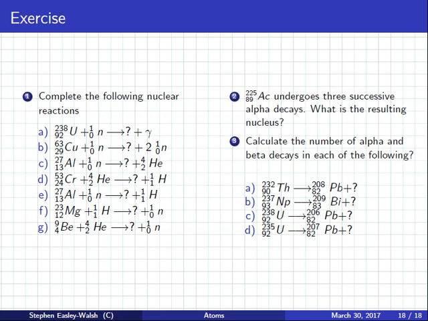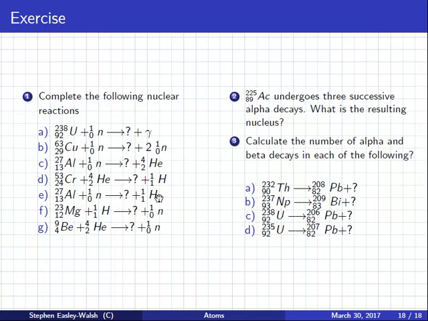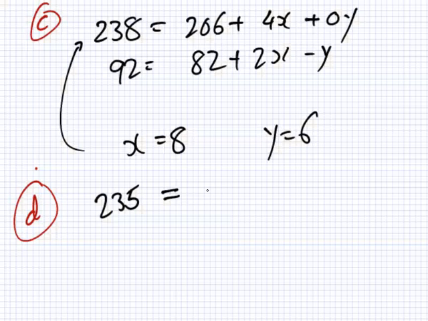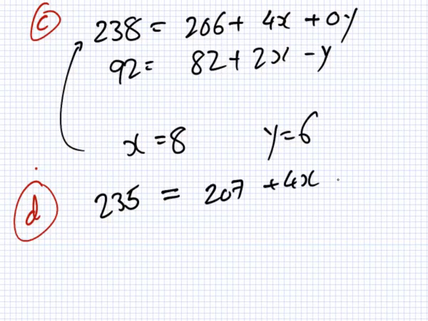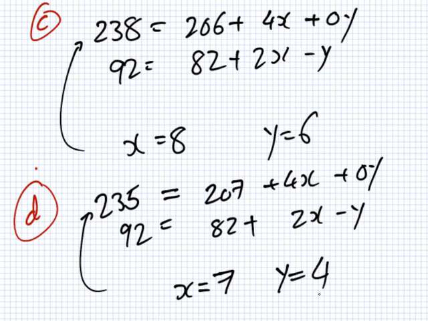Okay, not too bad. Okay, let's have a look at D now. Do you have D finished? Yeah, okay. D, 235 equals 207 plus 4x plus 0y, and 92 equals 82 plus 2x minus y. So if I look at this, I get, oh my goodness, 7 for x, is that right? And then y is 4. I got these two. Yeah?